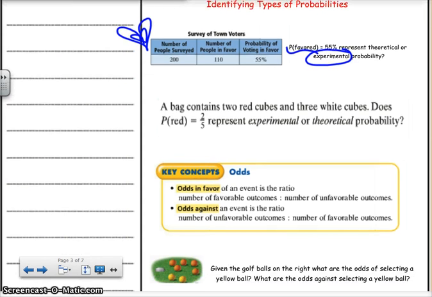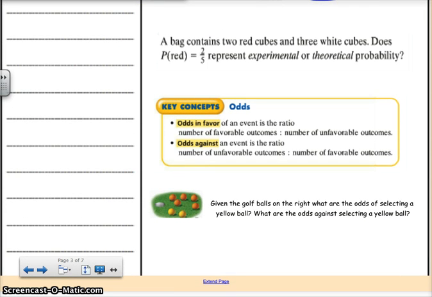Okay, a bag contains 2 red and 3 white. Does the probability of red equal 2/5 represent experimental or theoretical probability? Theoretical, because I didn't draw anything. I'm just saying here's a bag and I have 2 red cubes and I have 3 white. Pretend these are white.